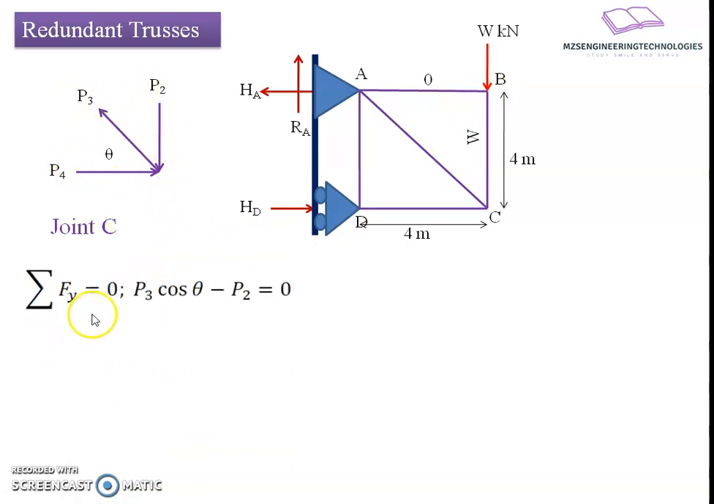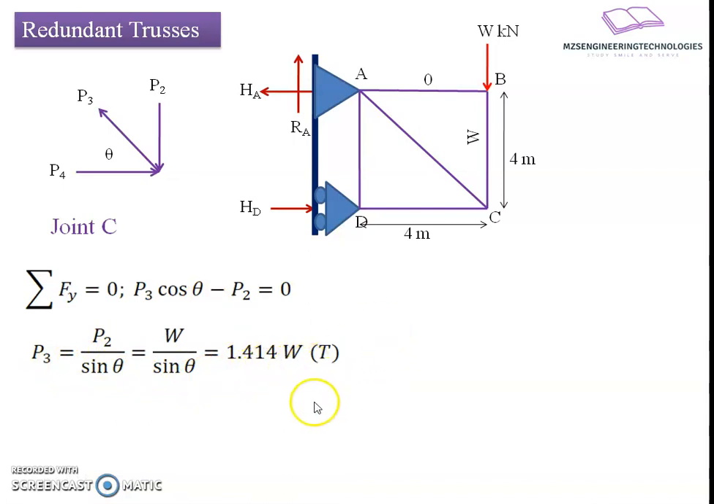Summation of force in vertical direction equals 0 results in P3 sine theta going upward minus P2. Here, by typographical mistake, let's consider this cos theta as sine theta, resulting in the value of P3 equals P2 divided by sine theta, which comes to 1.414 W kilonewton, tensile in nature.